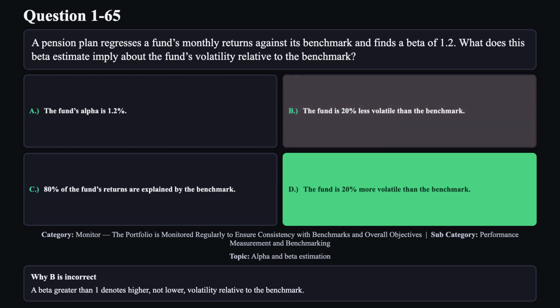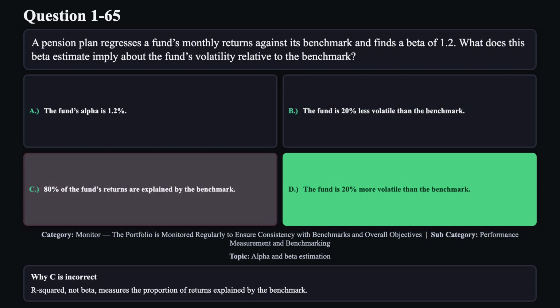Reason B is not correct. A beta greater than 1 denotes higher, not lower, volatility relative to the benchmark. Reason C is not correct. R squared, not beta, measures the proportion of returns explained by the benchmark.